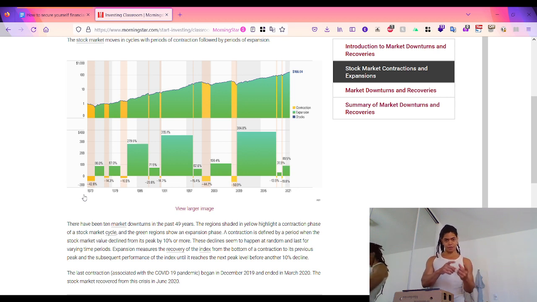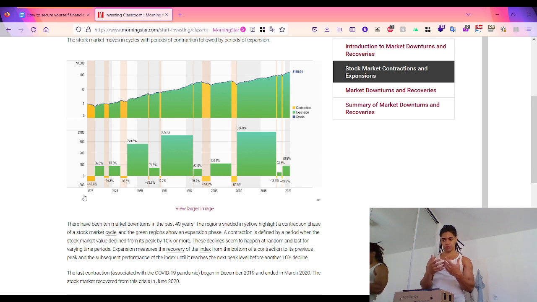And the expansion measures the performance or the recovery, correct? The expansion measures the performance of an index. So expansion measures the recovery of an index from the very bottom of the contraction from its previous peak, and the subsequent performance until the next peak level before another 10% decline.